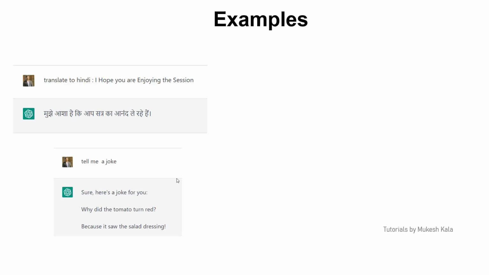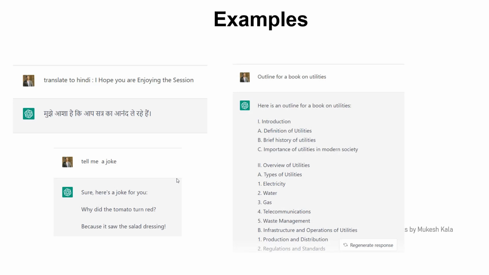I asked ChatGPT to tell me a joke. It showed me a joke: why did the tomato turn red? Because it saw the salad dressing, right? If you don't find the joke funny, you can always tell the model. So I say I don't find it funny, and it will try with a better joke. You can write an outline of a book, you can write articles, you can do n number of things, right? So these are some of the examples which ChatGPT can do for you.